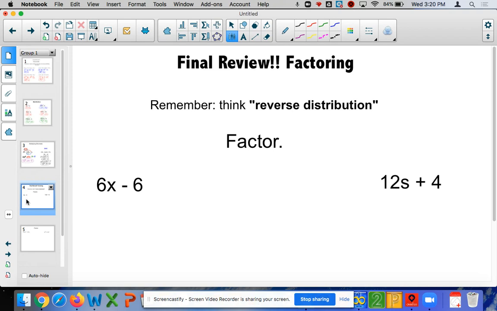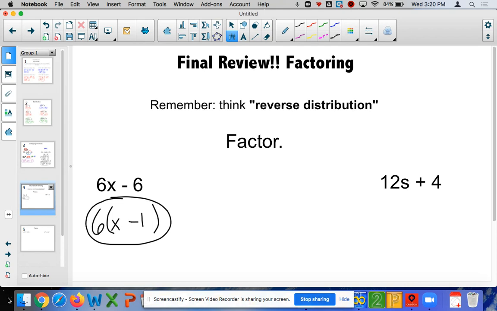What is the number that they have in common? It's a 6. So I'm going to pull a 6 out. And now I have to have a set of parentheses. When I take 6 away from 6x, what am I left with? Just the x, right? Hopefully you agree with me. Because 6 times x is 6x. 6 times what is negative 6? It's a negative 1. So that's the factored form of that guy right there.